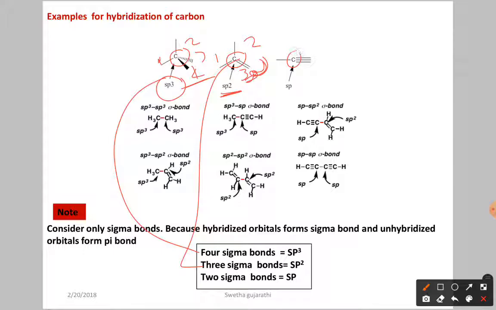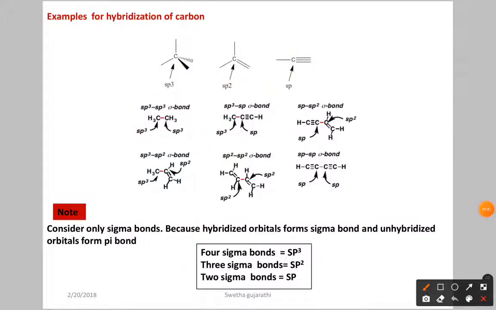Now let us see this example for this carbon. Around this carbon, how many sigma bonds are there? 2. Here this is 1 sigma. Here we have the multiple bonds, so in the 3 bonds we take only one as a sigma bond. So this is the second one. So we have 2 sigma. 2 sigma means hybridization is sp. So here the hybridization of the carbon atom is sp hybridization.